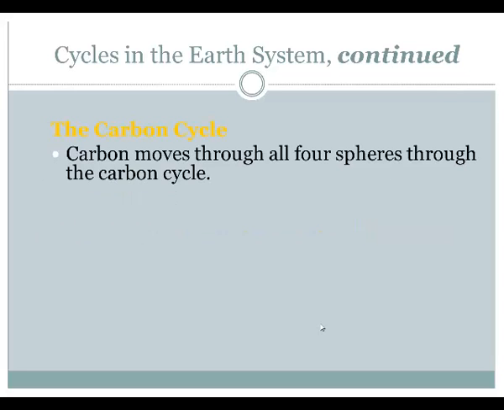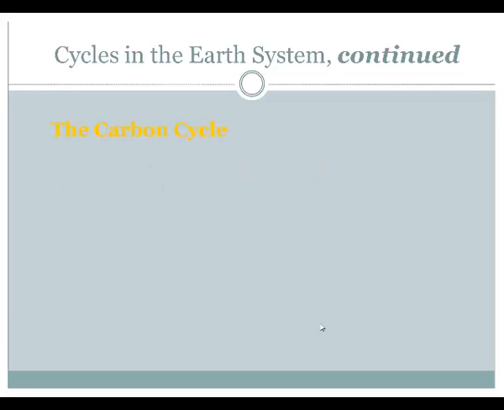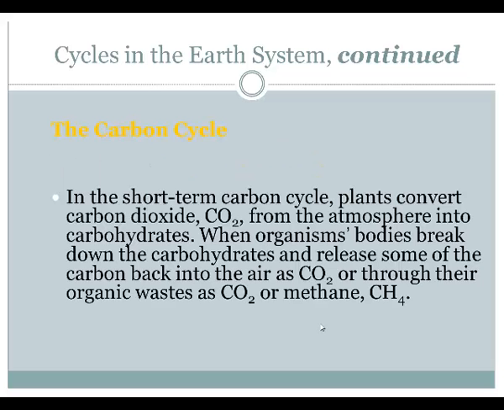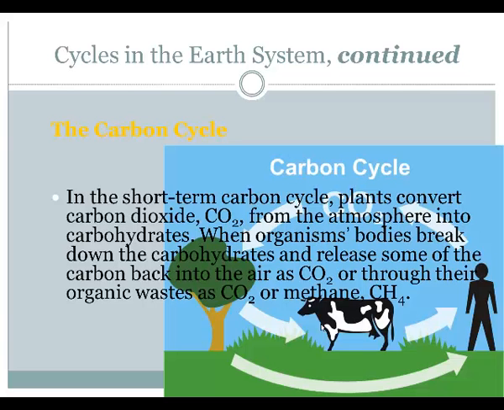Carbon cycle. Carbon moves through all 4 spheres through the carbon cycle. In the short-term carbon cycle, plants convert carbon dioxide, CO2, from the atmosphere into carbohydrates. When organisms' bodies break down the carbohydrates, they release some of the carbon back into the air as CO2, or through their organic wastes as CO2 or methane, CH4.